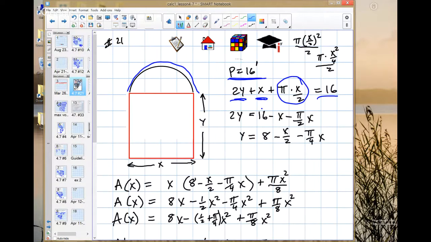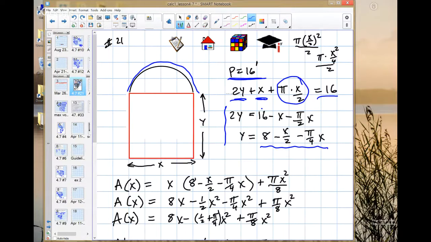I have to start with a given perimeter. And from this, again, I've got a problem because I have two variables, X and Y. I've got to get rid of one of those. I decided to get rid of the Y. So you can see in my steps here, I tried to get Y by itself. So I first subtracted X and pi over 2 X to get those off to the right, and then I divided everything by 2. So I now have this alternate expression for Y.